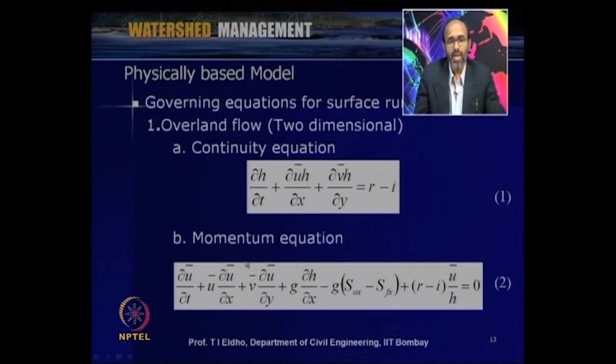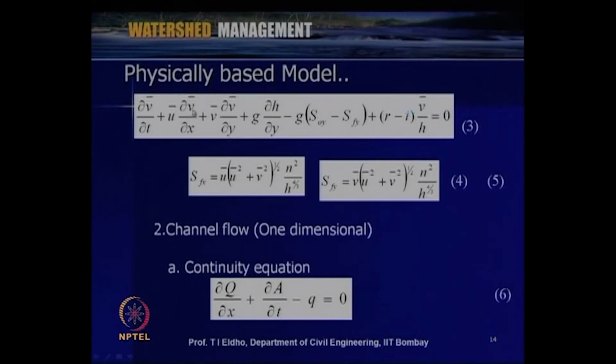And then we have to solve simultaneously the momentum equation in the x direction. This equation gives the momentum equation in x direction. Here S0x is the channel or the overland slope, and Sfx is the energy slope. Similarly, we have to solve the equation in the y direction, where the equation is given here, and for this energy slope we can use the Manning's equation as given in equation numbers 4 and 5.